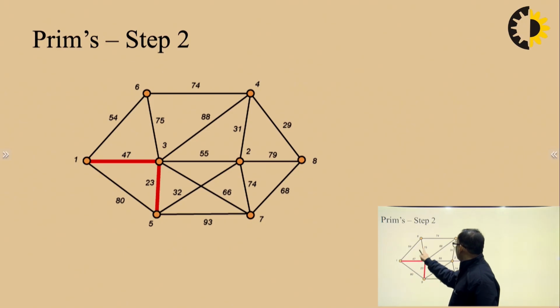The weights are 80, 54, 75, 88, 55, 32, 66 and 93. So the edge with weight 32 is the minimum weighted edge.